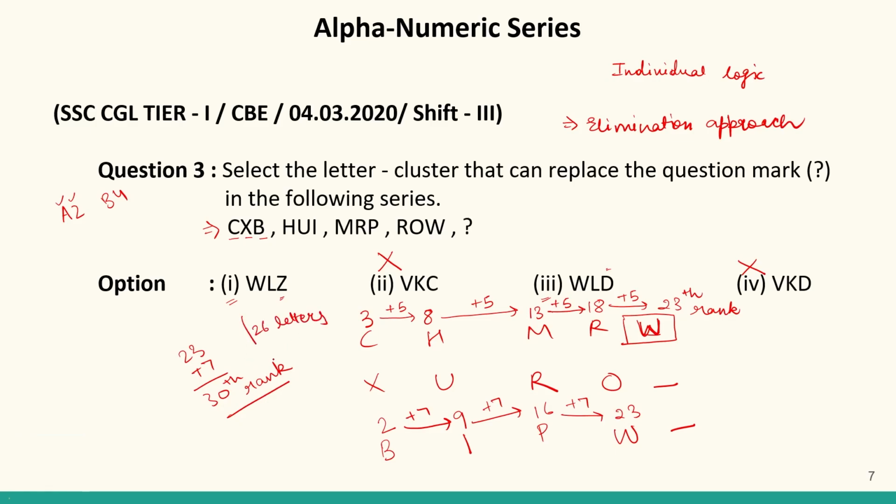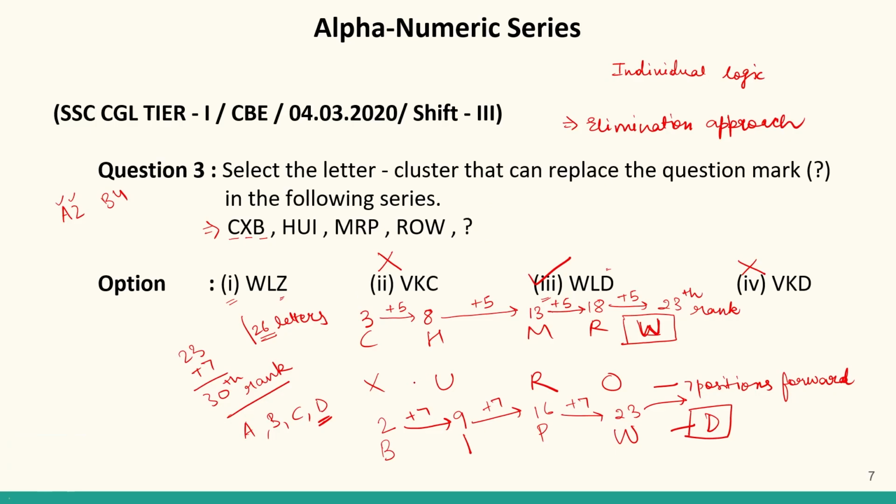So in this case, I told you that we have to follow the looping method. So after 26, we have to move 4 positions forward, right? So 4 positions forward will be A, B, C, and D. So if we have to move 7 positions forward, we will get D as the answer. So my answer will be third, WLD. So I arrived at this answer without even checking the second series. Why? Because we used the elimination approach.